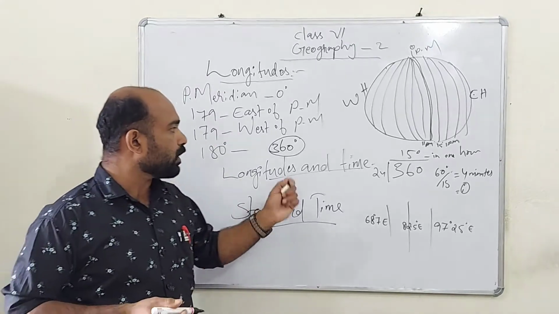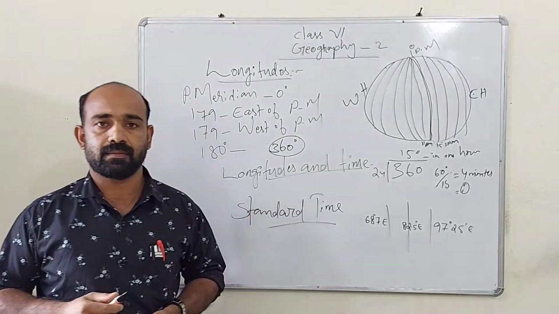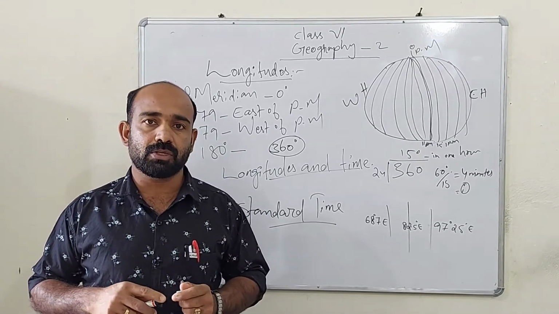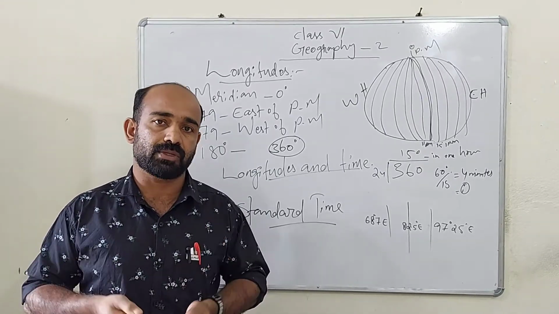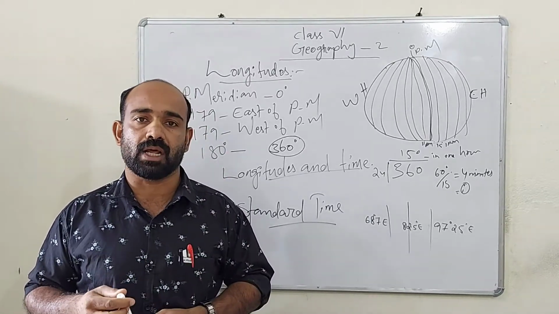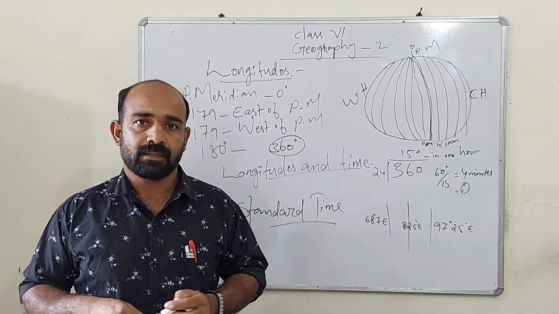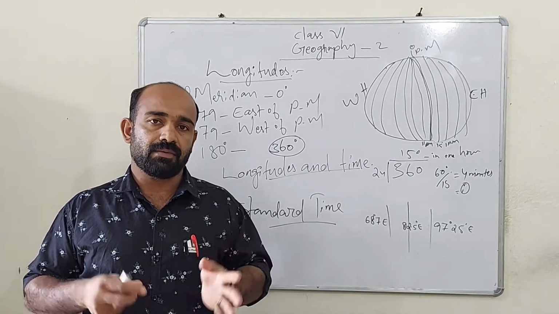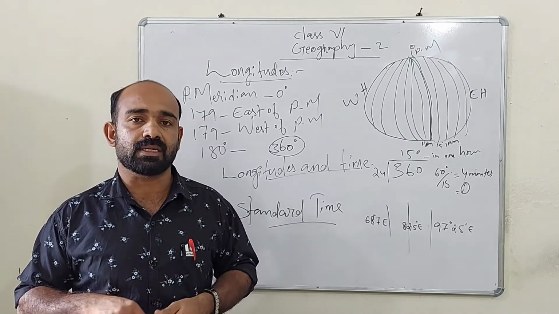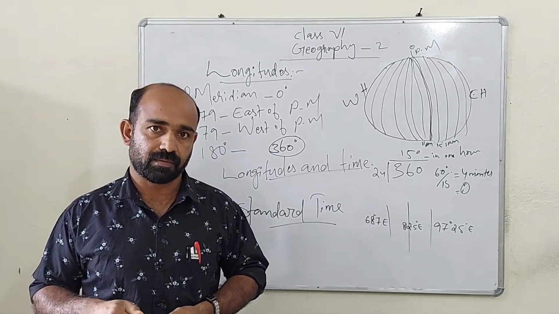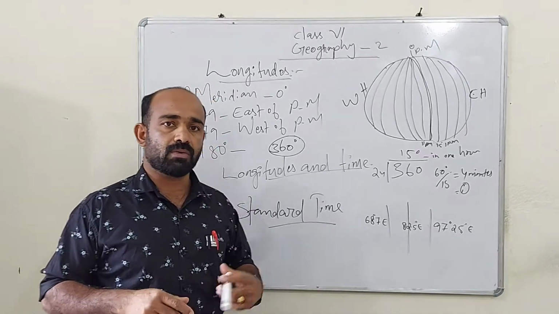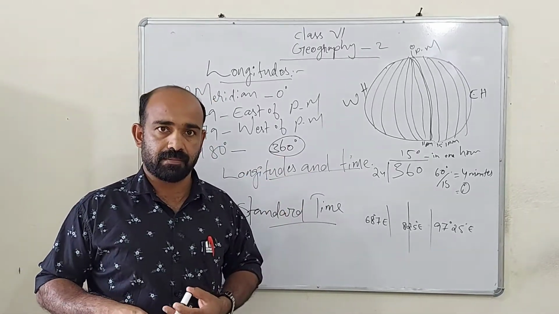Now let's see longitudes and time. Since ancient times, people used to observe time by checking the movements of the sun and the moon. The sun rises every day and sets every day, and so the sun is the best timekeeper. Here we are going to see how to calculate time.